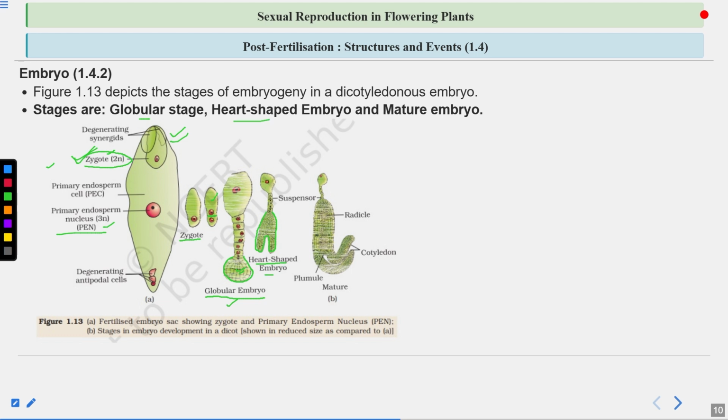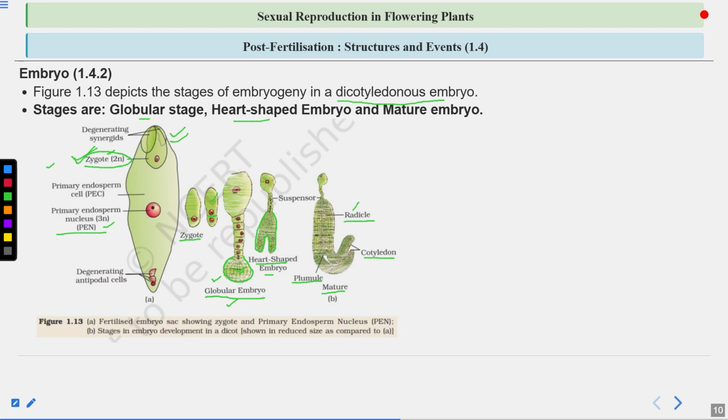Heart shaped embryo, this is the second stage of the embryo formation, and we are discussing the dicotyledonous embryo. So globular stage, then comes the heart shaped stage, and then you can see the mature embryo. You can see it is having the two cotyledons here. Just below the cotyledons, you can see the plumule. And at this particular point on the embryonal axis, you can see the radicle.